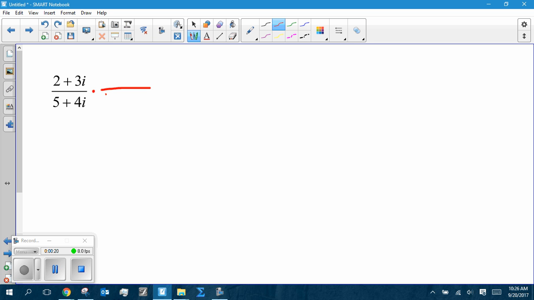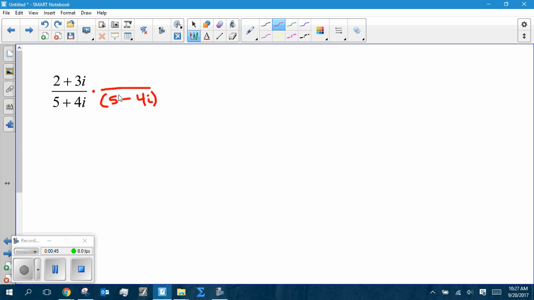Okay, if you remember what conjugate means, it's that the first term and the last term of the binomial are the same. But if this is a plus sign, this becomes a minus, and vice versa. Okay? And what's nice about that is if I do the FOIL technique, so we're going to multiply.